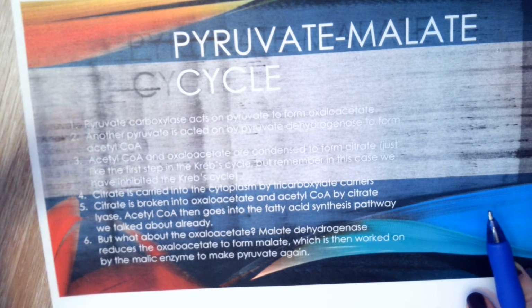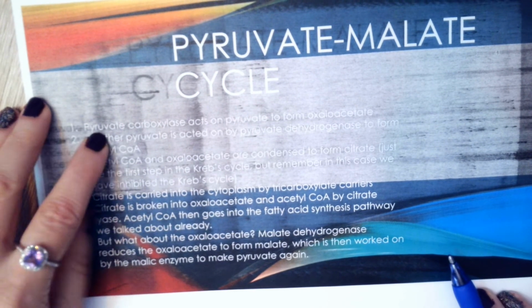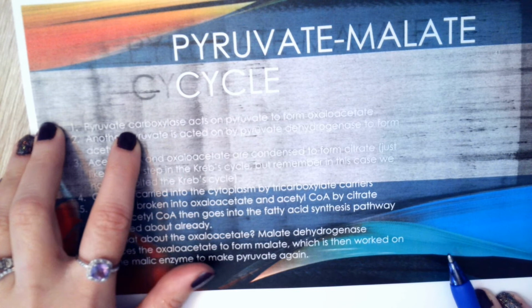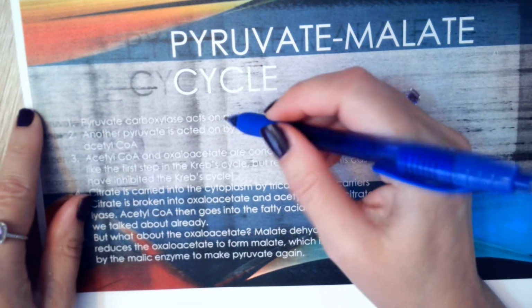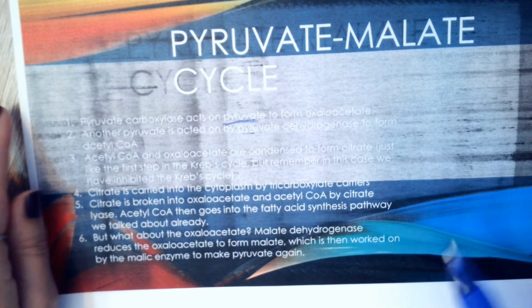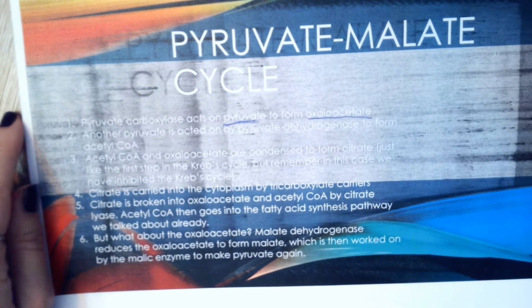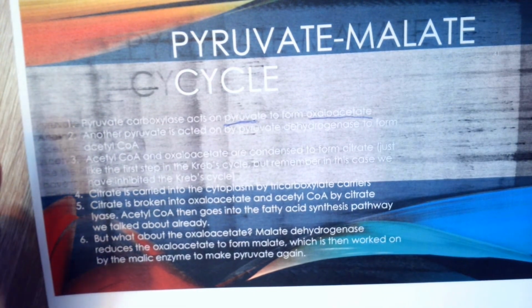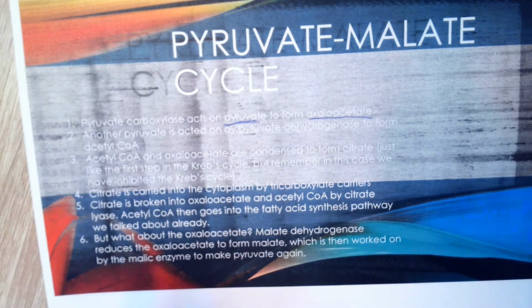So the first step, step number 1, we have an enzyme called pyruvate carboxylase. This will act on pyruvate, so we know where pyruvate came from. It came from glycolysis, and it forms oxaloacetate. So this is happening in a variety of places. It's just another source of oxaloacetate.